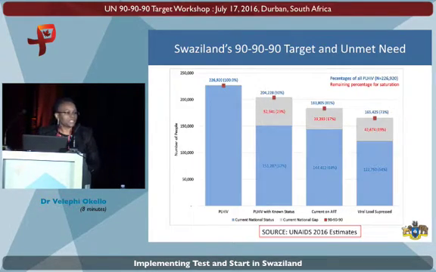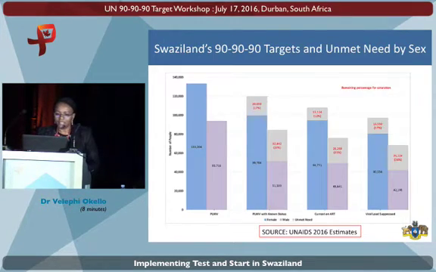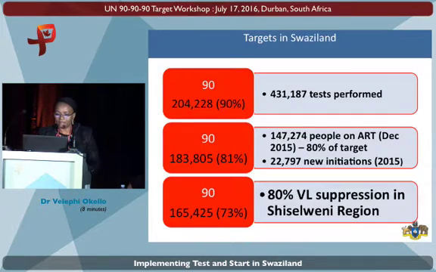This is our gap towards the 90-90-90. This slide is just to illustrate how much of a gap we have towards achieving 90-90-90 and the unmet need. Focusing really, if you look at the slide, we can see that the males show the greatest unmet need compared to the females.